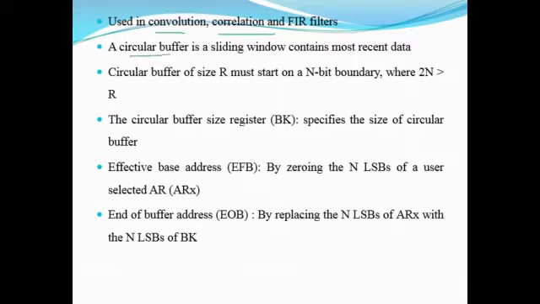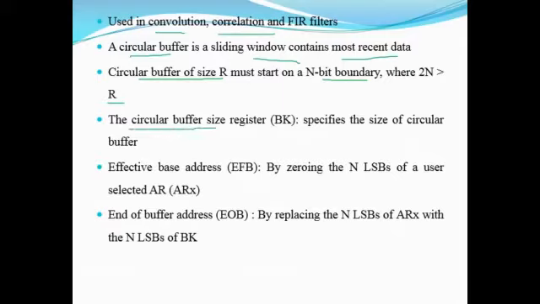The circular buffer, what we normally consider, is a sliding window which contains the most recent data. That is what we are using in terms of CIRC in the function of an instruction defined in the syntax earlier. Then the circular buffer size is taken as capital R and must have a boundary which is n bit, where 2^n is greater than R. So if I consider an 8-bit boundary, then it is 256, which is greater than the buffer size. So the boundary will be greater than the buffer size.